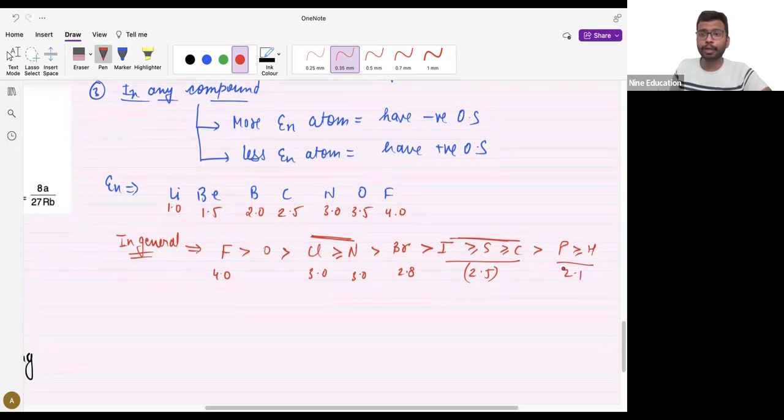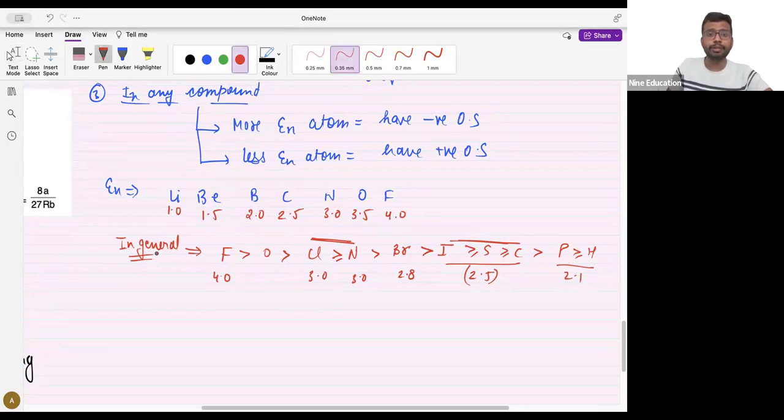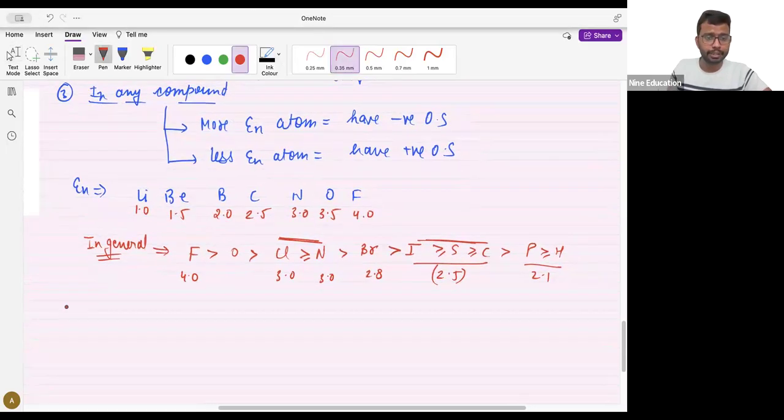This is happening due to the polarization effect, the size difference. This you have to learn. Done. So this was your third rule for finding the oxidation state.